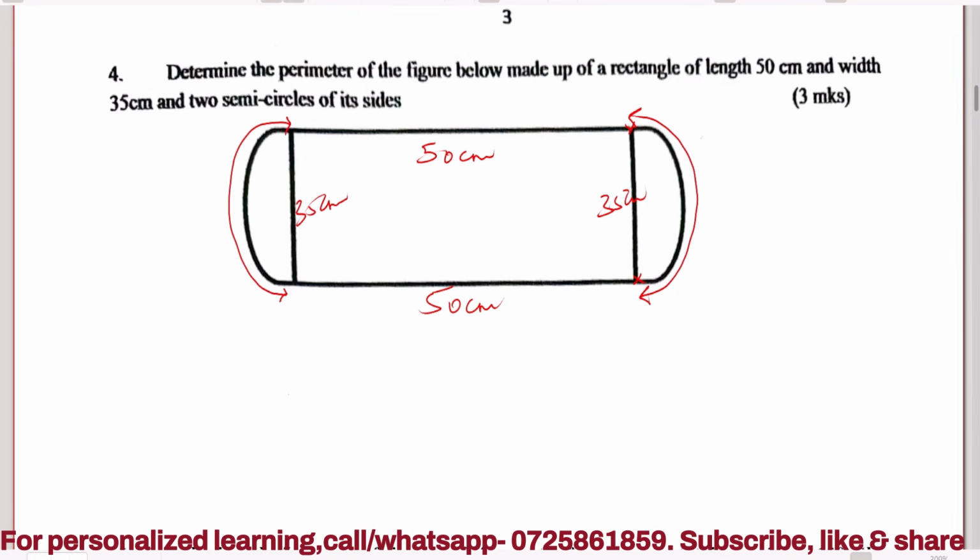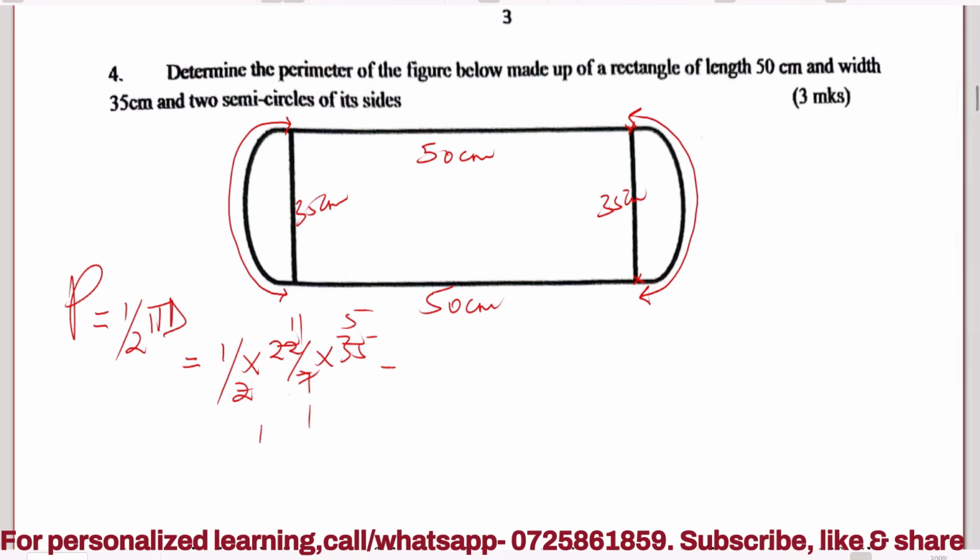And to get that distance, that is the shape of half a circle, and the perimeter will be given by half pi d, because it is half a circle. So this will be a half times pi, which is 22/7, times the diameter, which is 35. This will give 55 centimeters. So this length here is 55 centimeters.